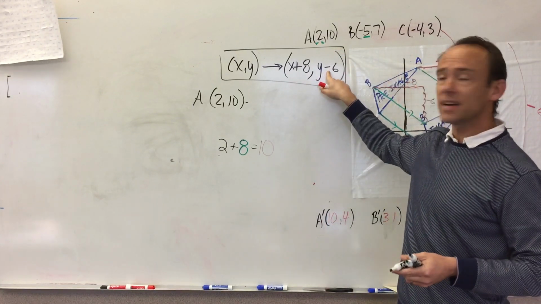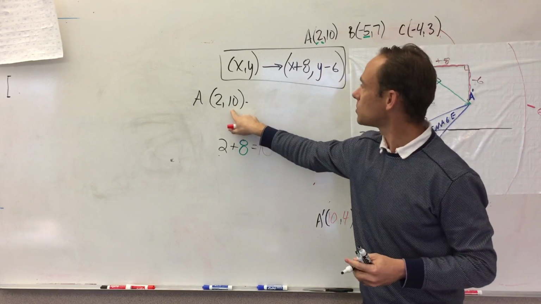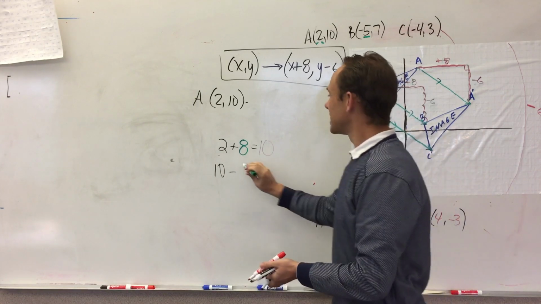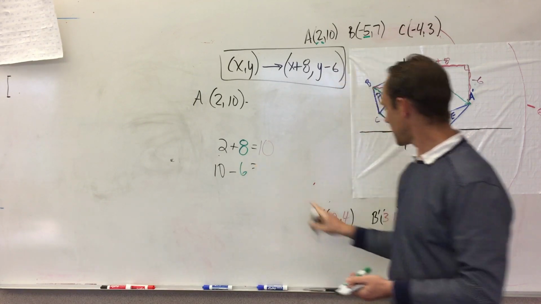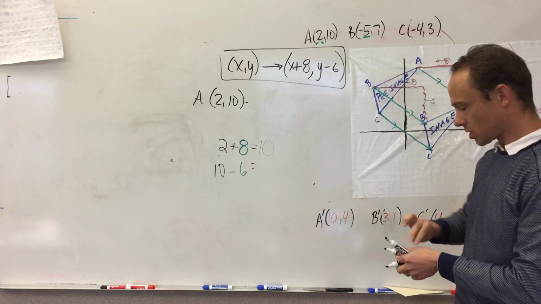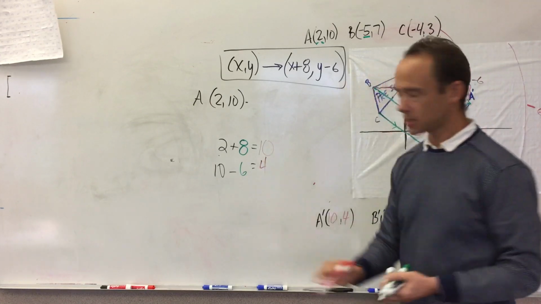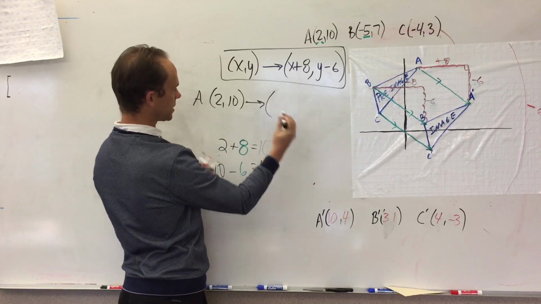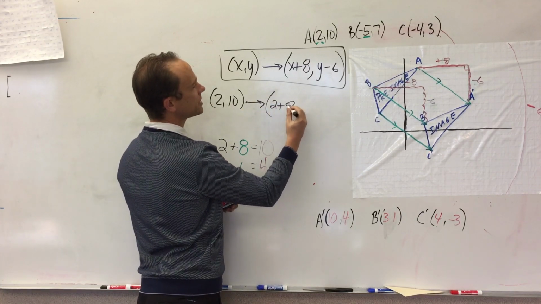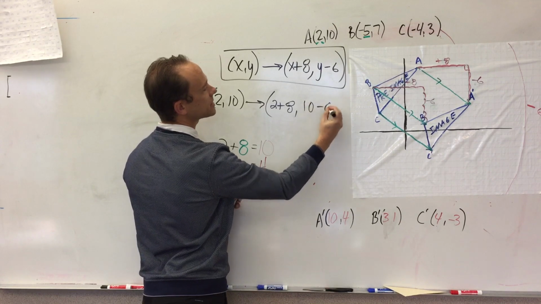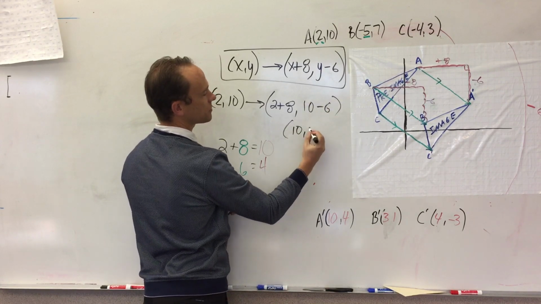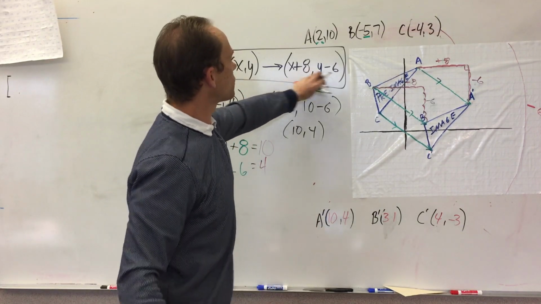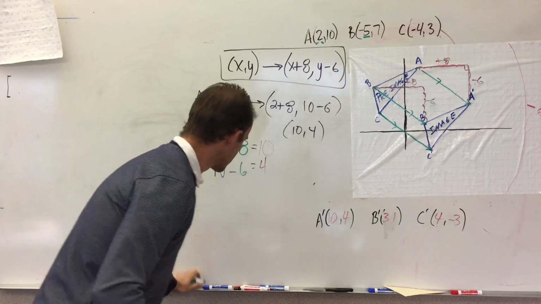And let's look at the y. I take away 6. So my initial y value is 10. If I take away 6, I end up with 4, which is where I wanted it to be. And so you could do this as an example now. You say, okay, so this is 2 plus 8, comma 10 minus 6, which is 10, 4, which is right where I wanted it to be. And so we're over 8, down 6.